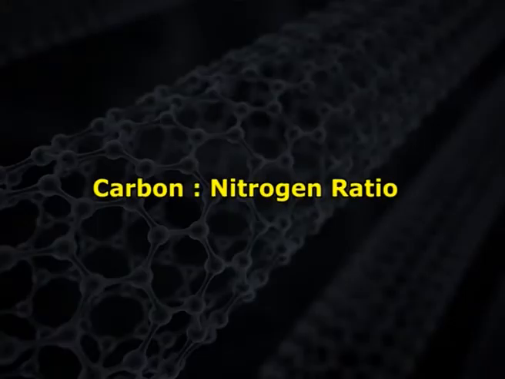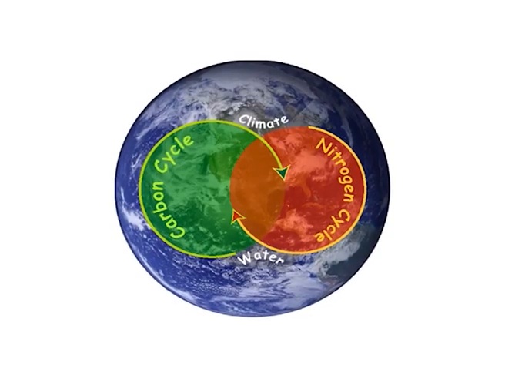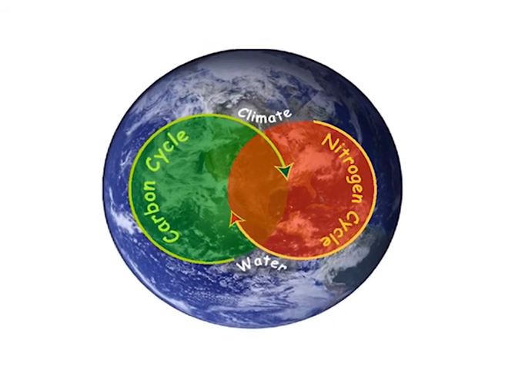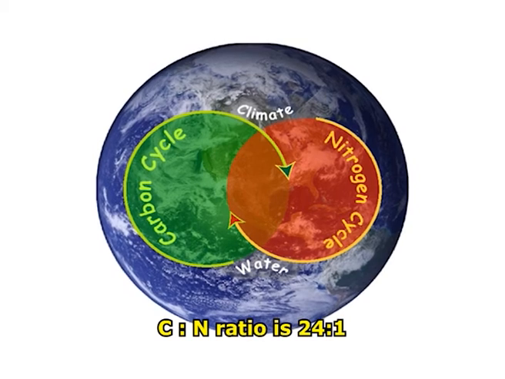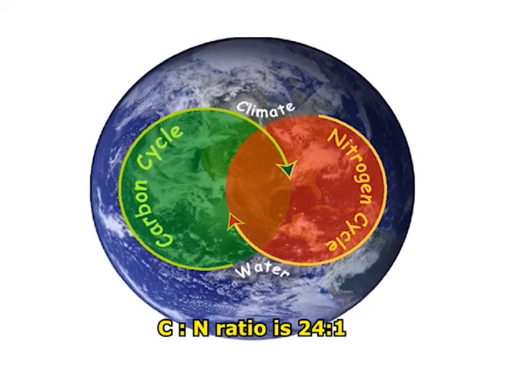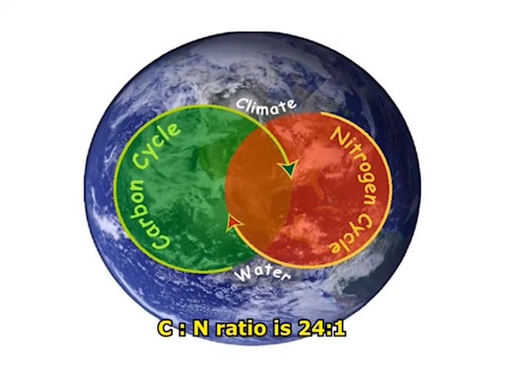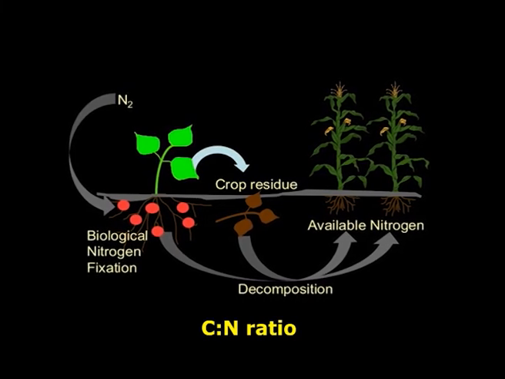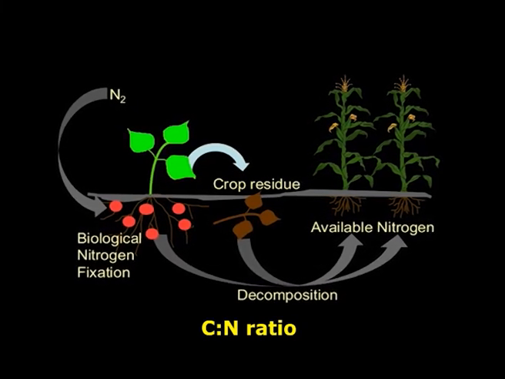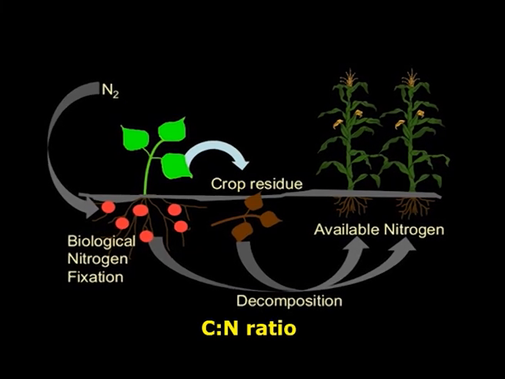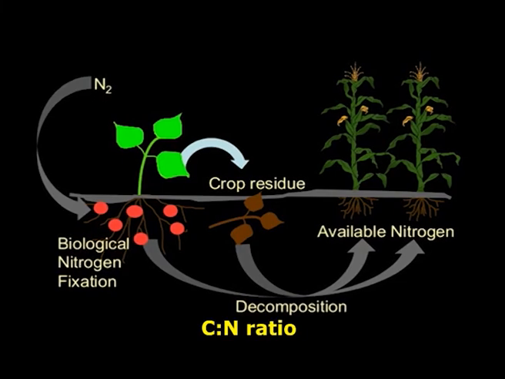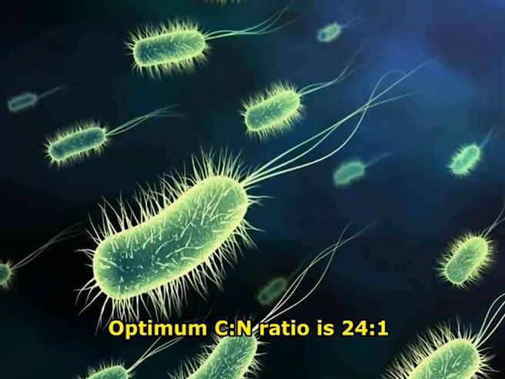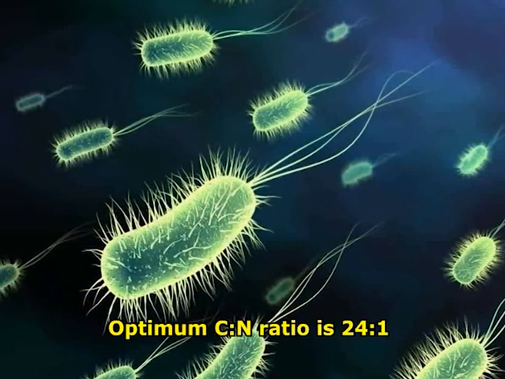Carbon to nitrogen ratio. The C/N ratio is the mass of carbon to the mass of nitrogen in a particular substance. For example, if we have a C/N ratio of 24:1, this means we have 24 units of carbon to 1 unit of nitrogen. The C/N ratio is important because it has a direct impact on residue decomposition and also nitrogen cycling in our soil. The optimum C/N ratio is 24:1 for microorganisms to sustain their health.